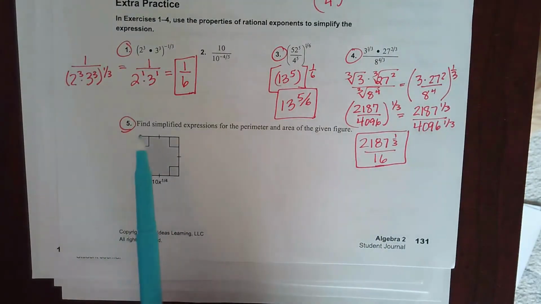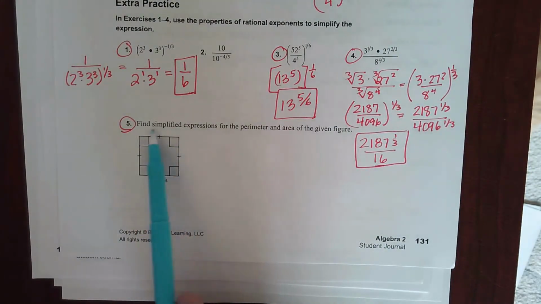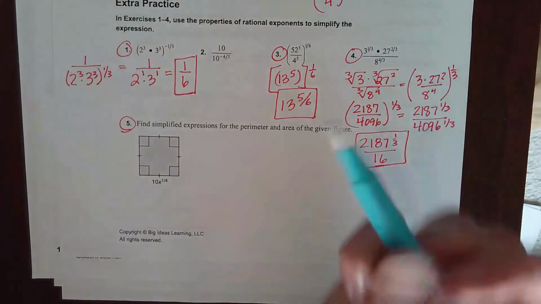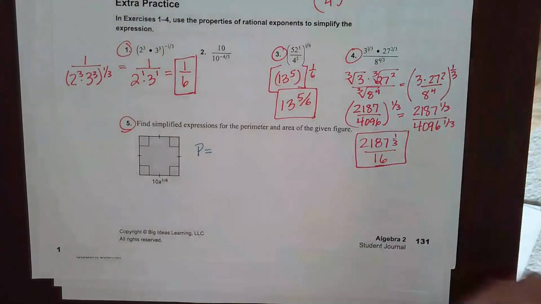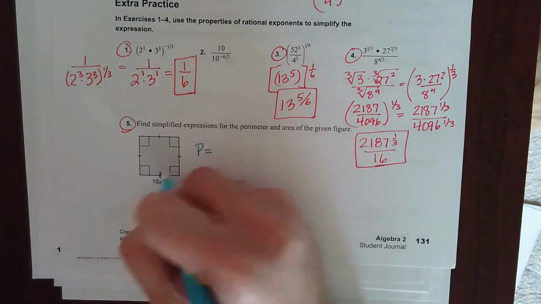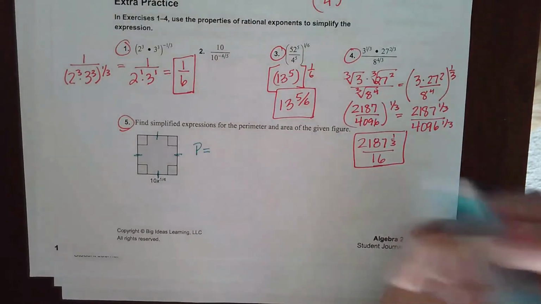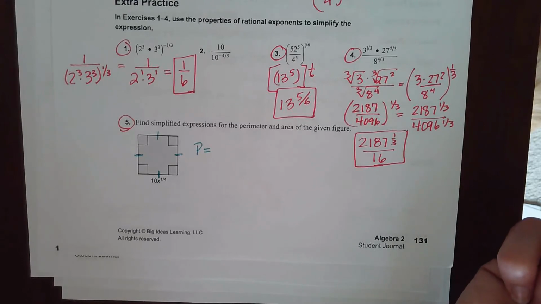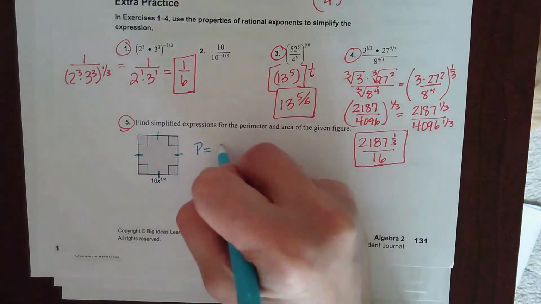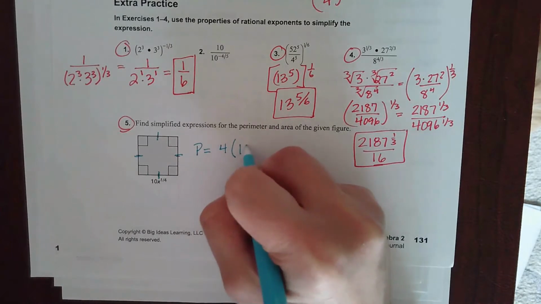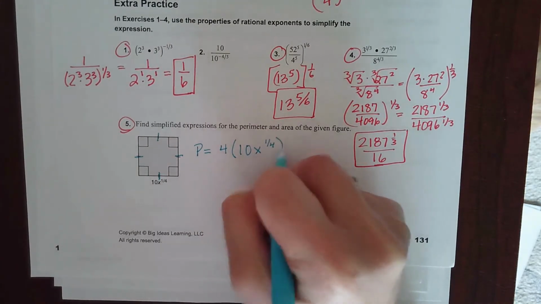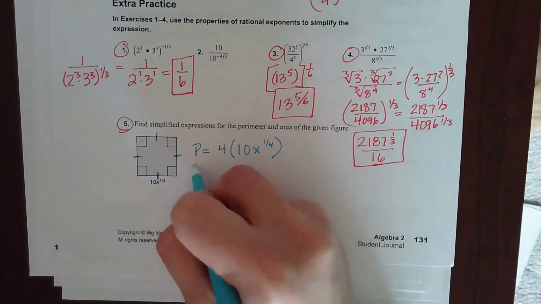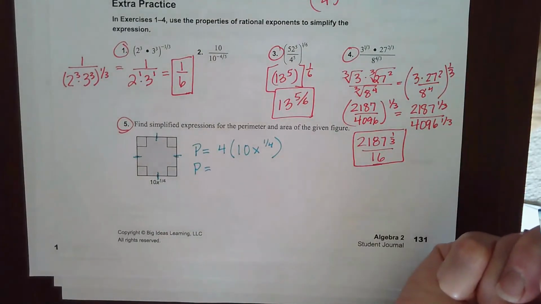All right, let's do number 5. It says find simplified expressions for the perimeter and area. All right, so first of all, let's talk about the perimeter. First, I notice that this is a square. How do I know it's a square? Well, all 4 sides are marked as congruent and all 4 right angles. So that tells me it's a square. In a perimeter, we add up all lengths all the way around. Since they're all the same, I'm going to do 4 times 10 to the 1/4. So that's my perimeter.